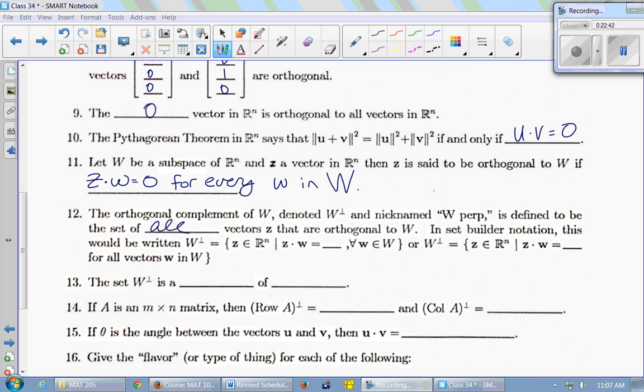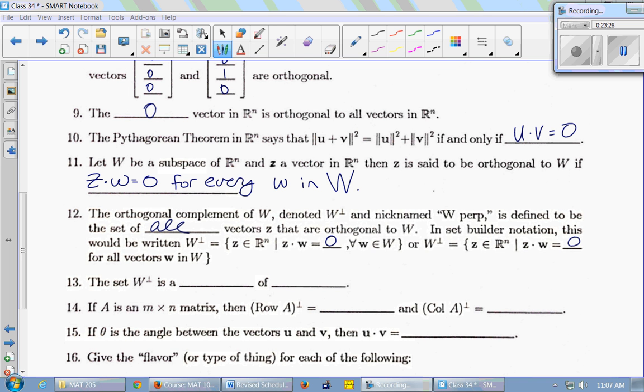So in set builder notation, the way I would describe the orthogonal complement is to say all vectors Z in Rn such that Z dot w is 0, so that Z and w are orthogonal for every w in W. That symbol, the V with the line, means for every or for all. Or similarly, the set of all Z's in Rn such that Z dot w equals 0 for all vectors little w in big W. So I wrote it with symbols and then with some words.